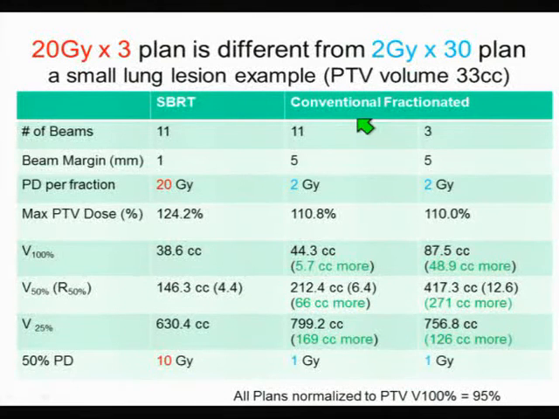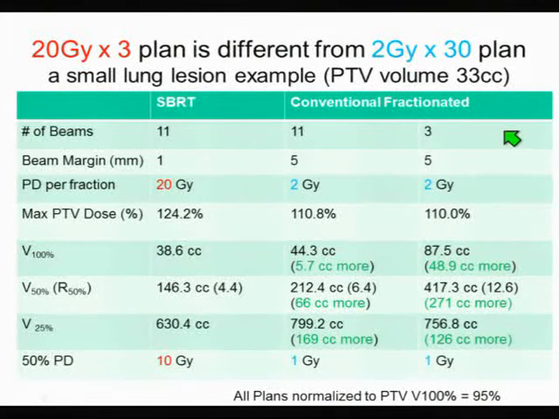On the other hand, let's say I use the same beam arrangement, but for the beam margin I use 5 millimeter. For a 2 gray plan, you'll find the maximum dose is around 110%. The volume receiving prescription dose will be 5.7 cc more than the SBRT plan. The volume receiving 50% of prescription dose will be 66 cc more than the SBRT plan. And the V25 will be 169 cc more. But here, 50% prescription dose is only 1 gray.